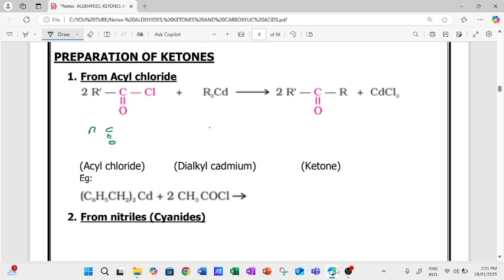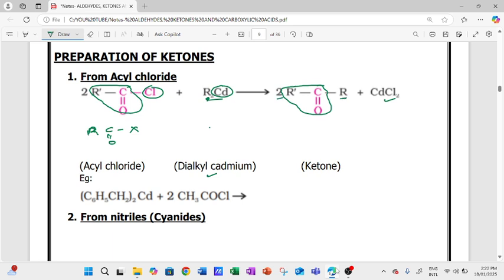RCOX is commonly called an acyl halide, which is treated with R2Cd, called a dialkyl cadmium. During the reaction, the cadmium combines with the chlorine and is eliminated as CdCl2, cadmium chloride. The remaining portion of the acyl halide, RC=O, appears on the product side, attached with one alkyl group from the dialkyl cadmium. To balance, we put a 2 as a coefficient.